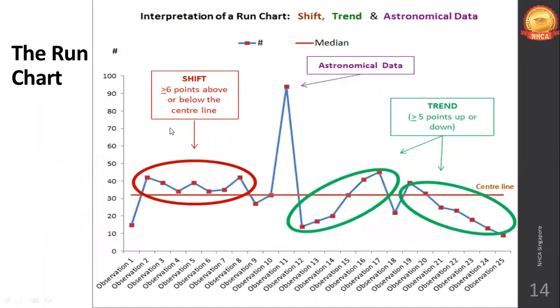Then you have the run chart. A run chart is very similar to the line chart. Over a period of time, you will plot the observations. For example, let's take COVID cases here.